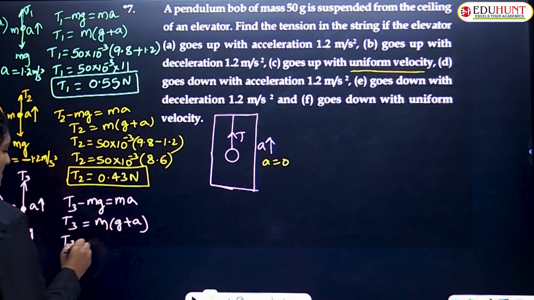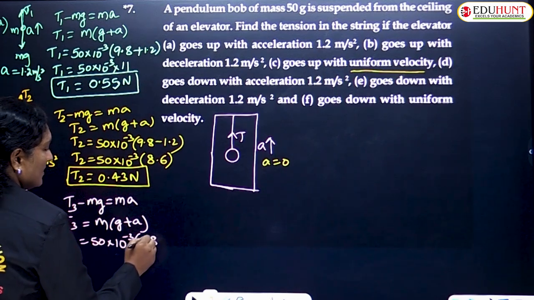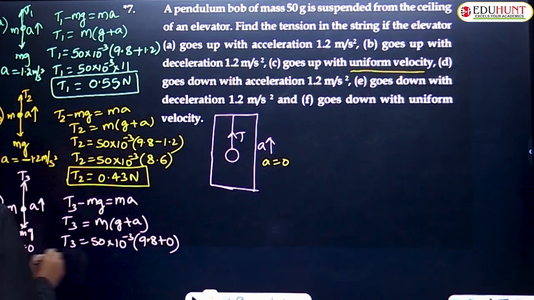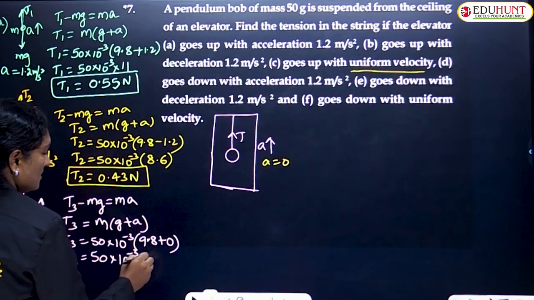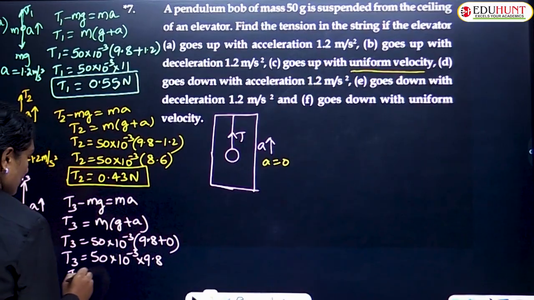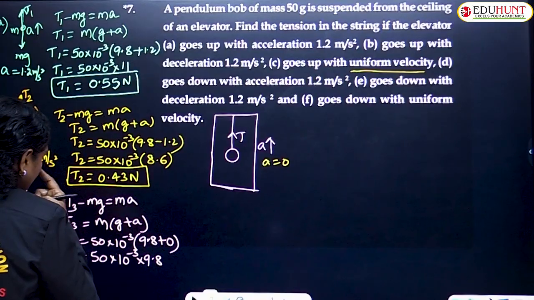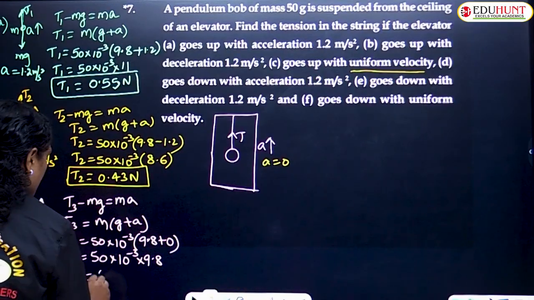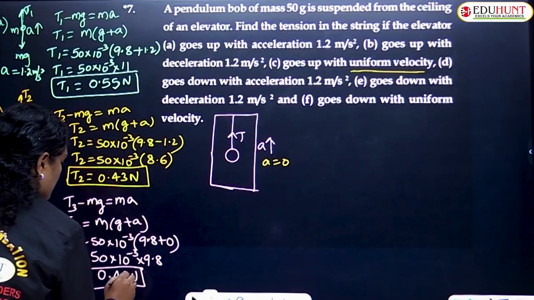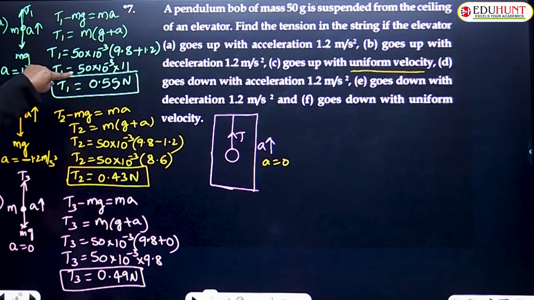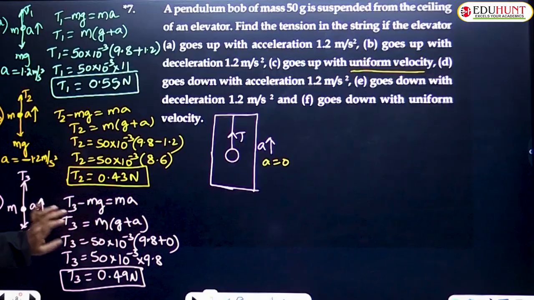Hence the value of T3 is equal to 50 into 10 power minus 3 into (g value 9.8 plus a is 0). Hence T3 is equal to 50 into 10 power minus 3 into 9.8. So we got 9.8 into 50 as 49, so we have 0.49 newtons. How much is that?